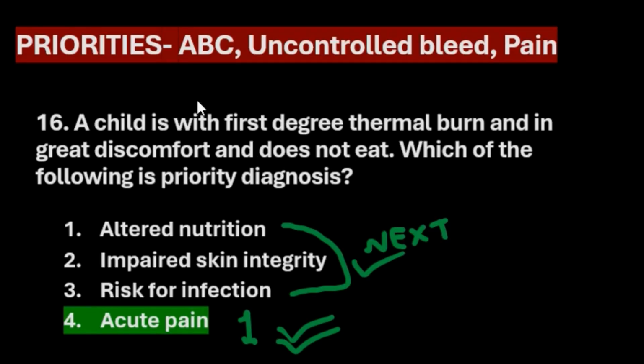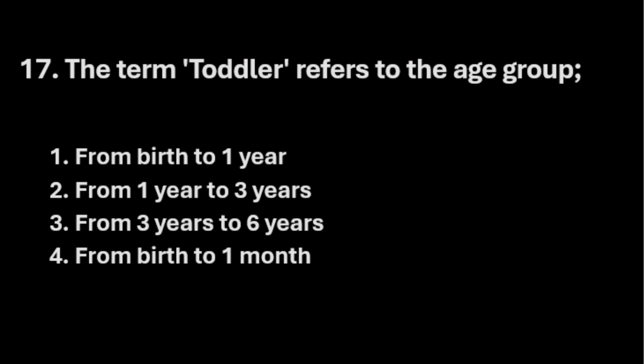Priorities include airway, breathing, circulation, uncontrolled bleeding, pain, etc. These all are the priorities. So here the child is in acute pain. Acute pain is an immediate priority. Then all the other factors like nutrition, skin integrity issues, risk of infection will come. But first you have to address the pain so that the nutrition issues and the other issues will be supported.